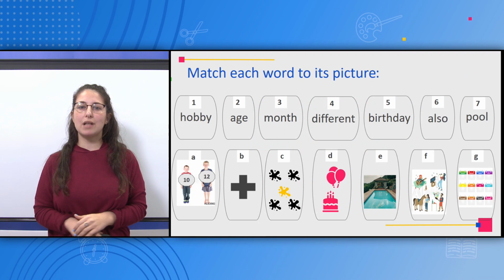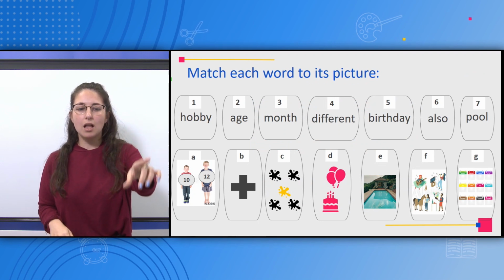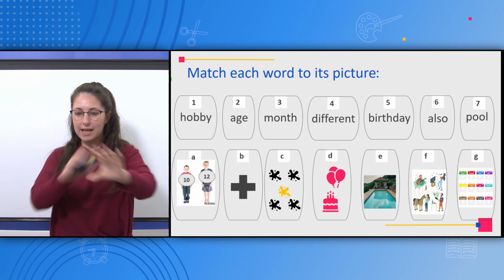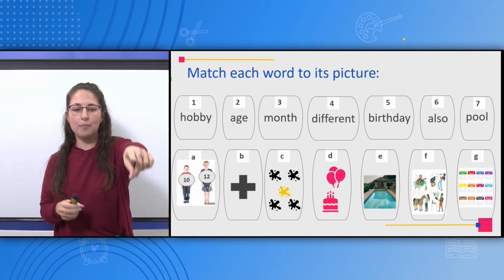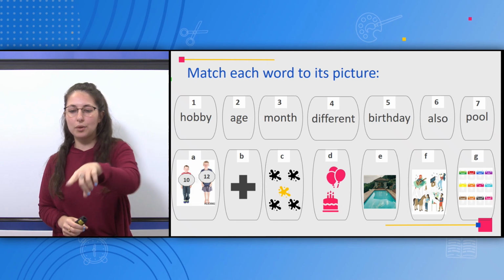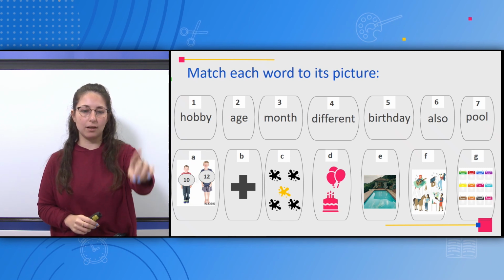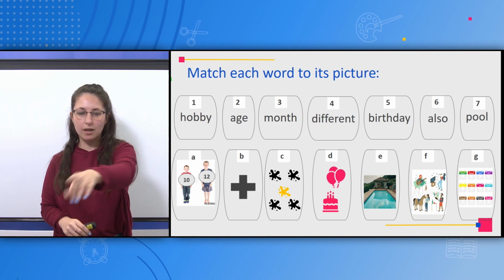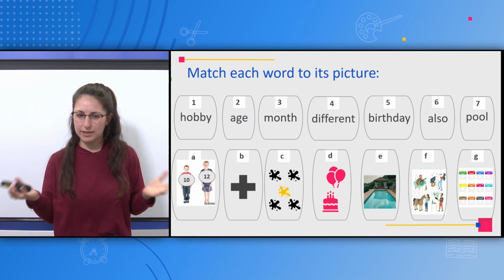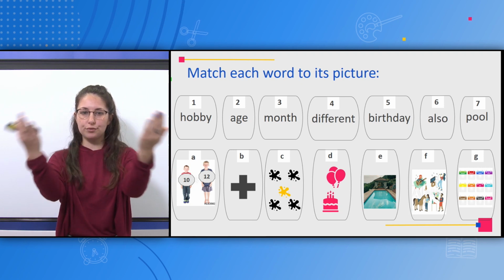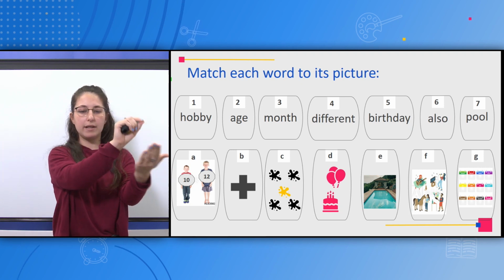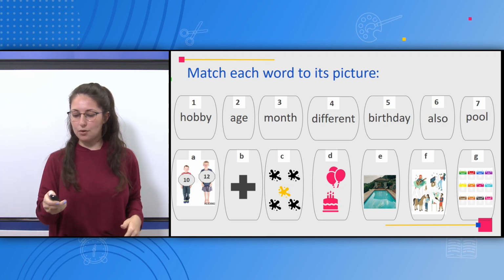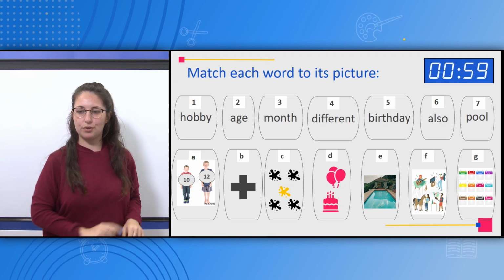So now you have 1 minute. Look at the words and look at the pictures. It's all messy. You need to match the word to its picture. For example, one is hobby. Where is the picture of hobby? Two is age. Where is the picture of age? Open your notebook and write. One is, two is. You have 1 minute. You're good to go.